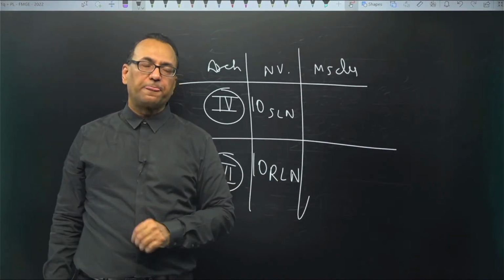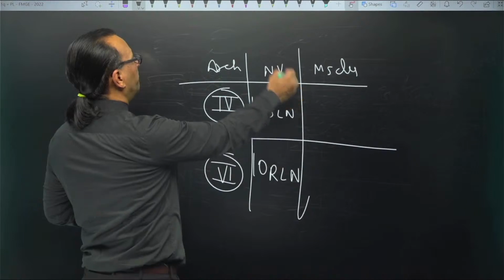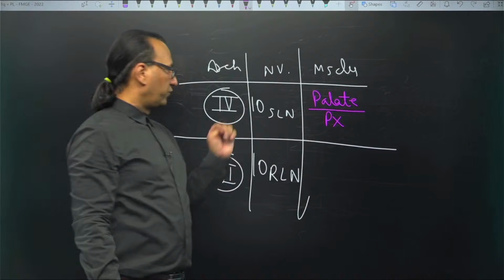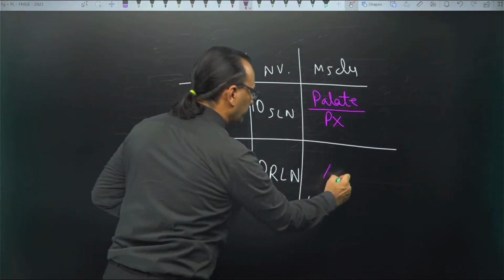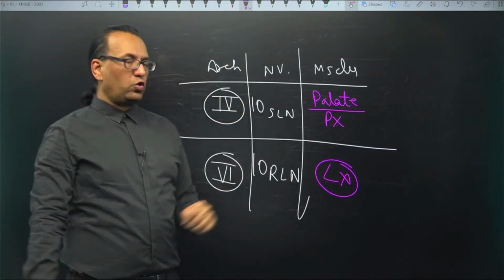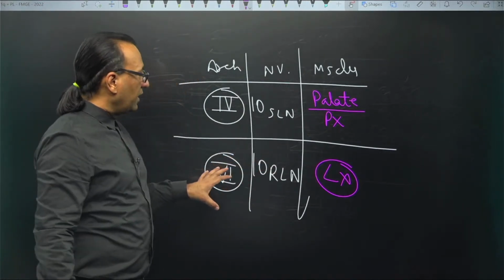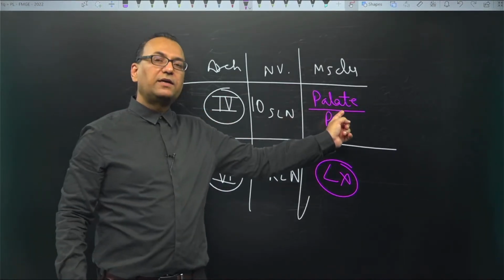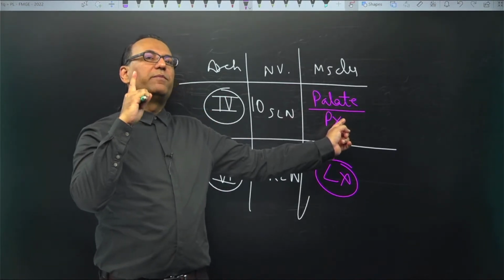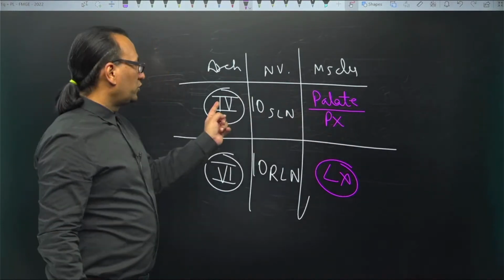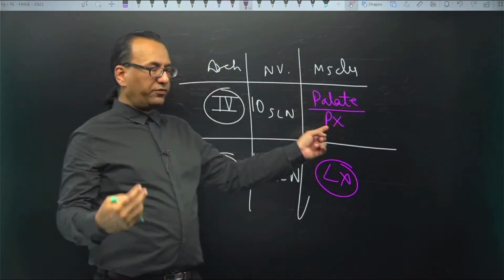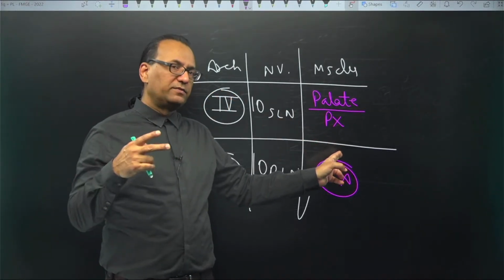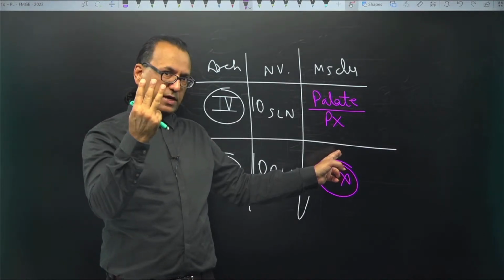Which muscles develop here? You will see most of the muscles of the palate and pharynx develop in the 4th arch, whereas muscles of the larynx develop in the 6th arch, with a few exceptions. So what are the exceptions? Tensor palatii does not develop in the 4th arch because it develops in the first pharyngeal arch, supplied by the mandibular nerve, branch of trigeminal, if you remember. Most of the muscles of palate develop in the fourth arch, except stylopharyngeus developing in the third arch, supplied by glossopharyngeal nerve.